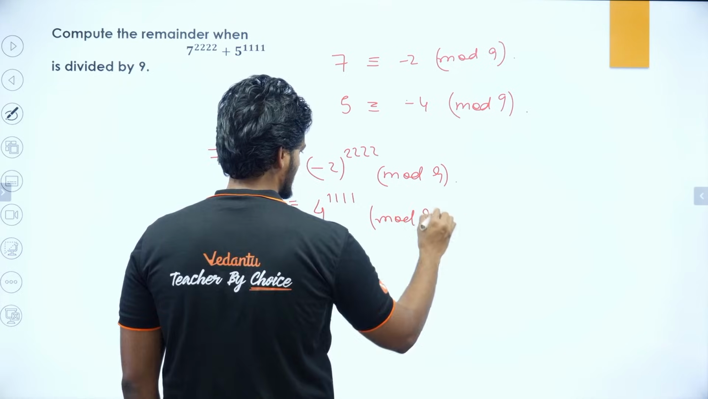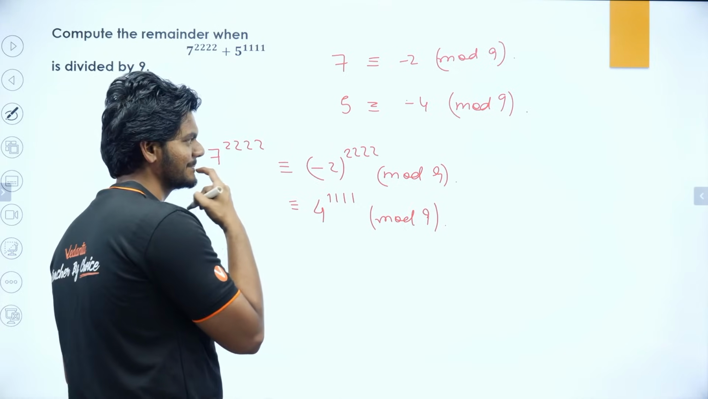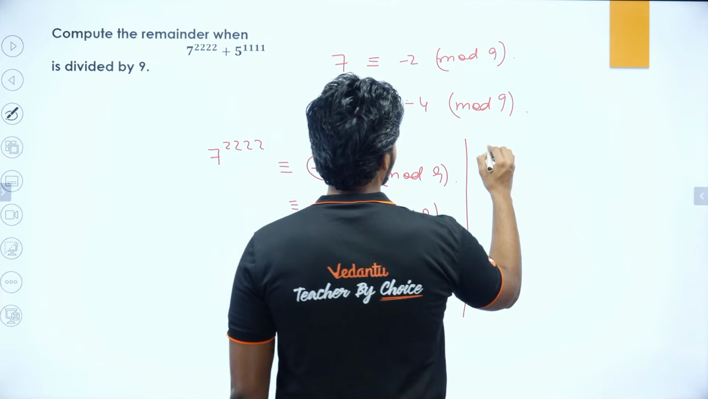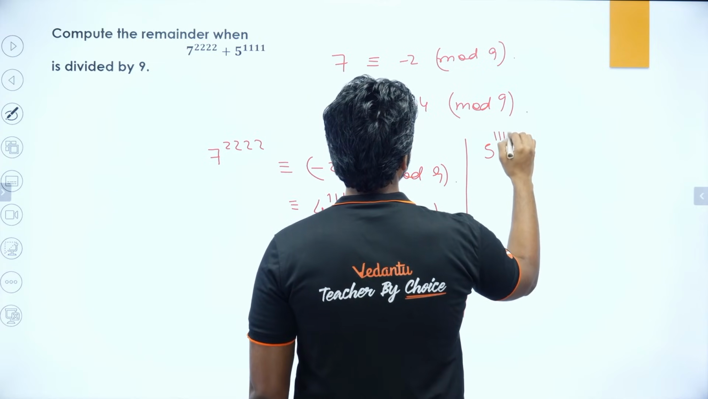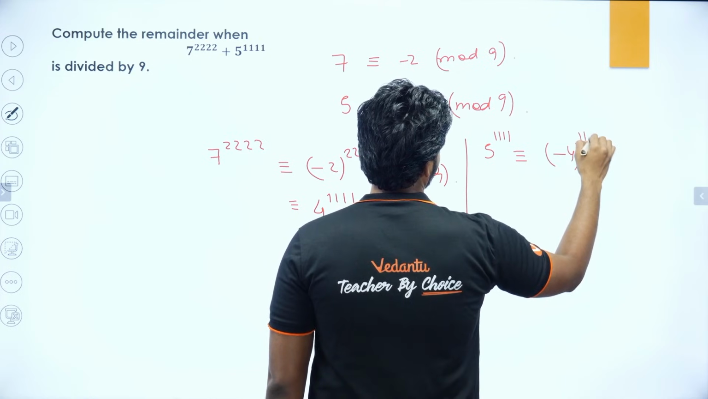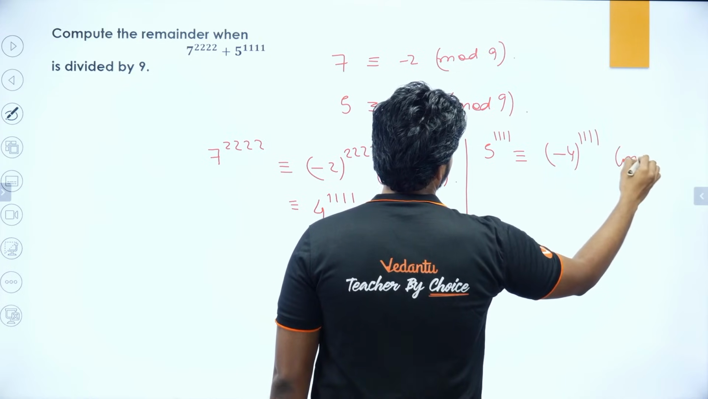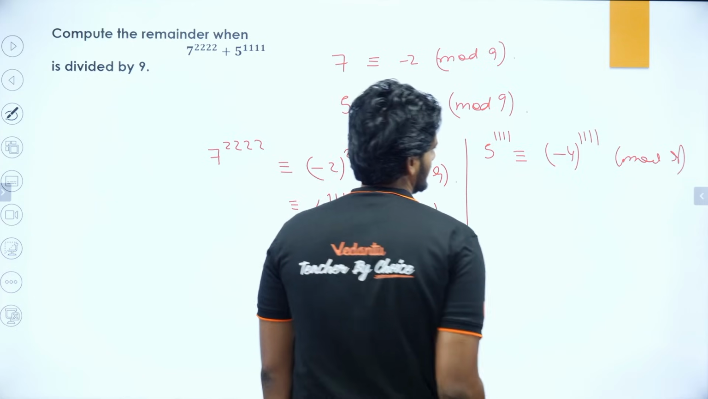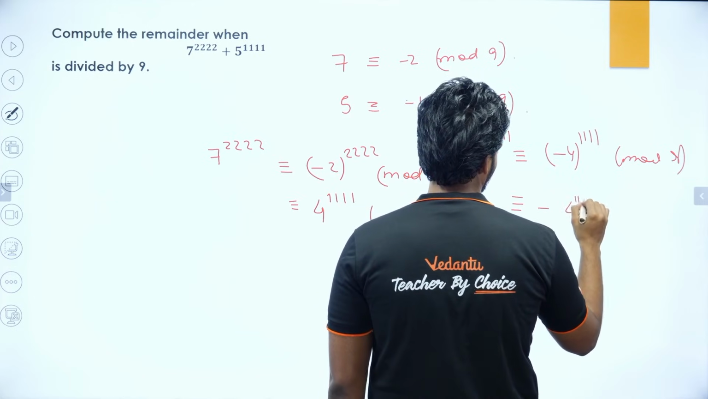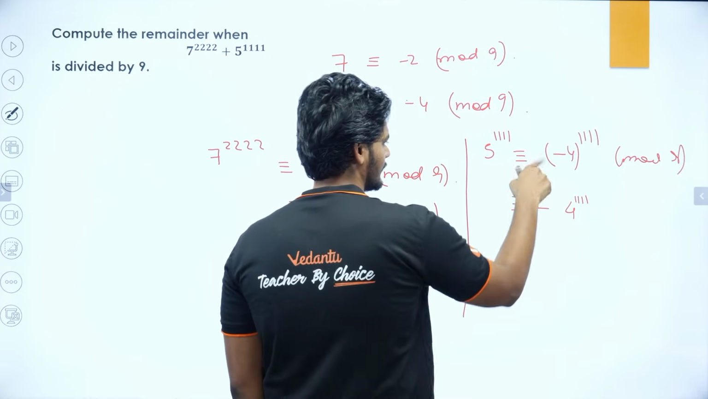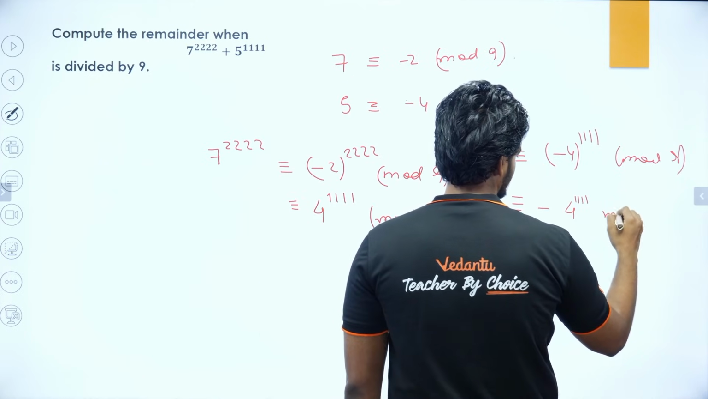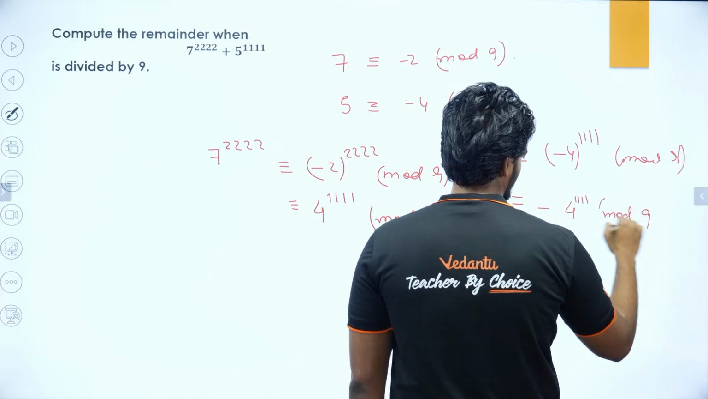Would you agree? Now you see where we are getting at. What is 5 power 1111 congruent to? It is minus 4 power 1111 mod 9. You see the difference? The 4 was inside the base, now it is outside, in the exponent actually, mod 9.